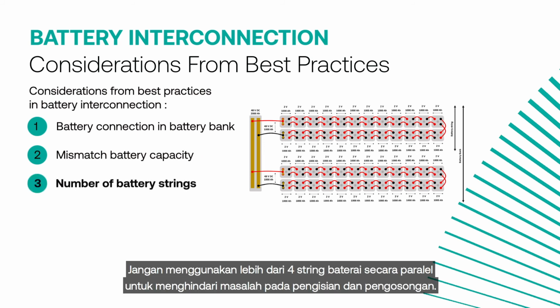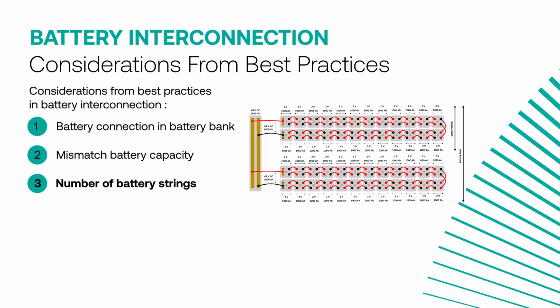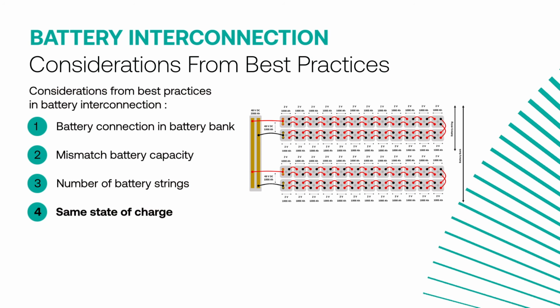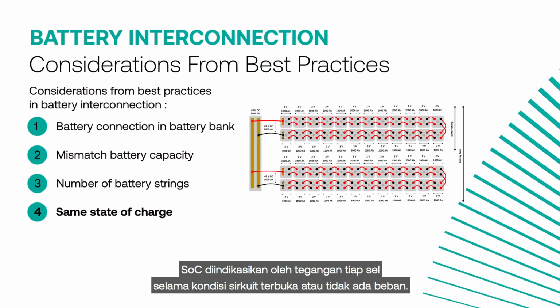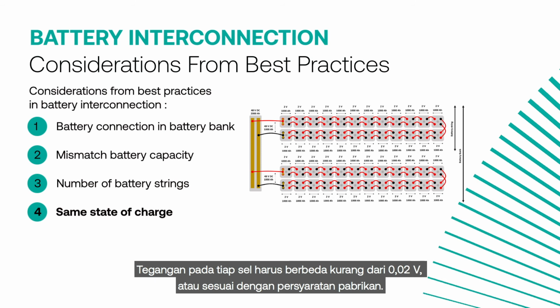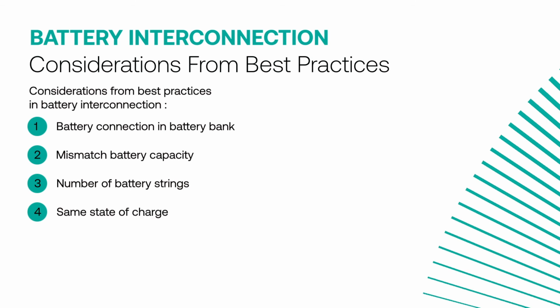Do not use more than 4 battery strings in parallel to avoid charging and discharging problems. The batteries in the battery bank must have the same state of charge or SOC. SOC is indicated by the voltage of each cell during open circuit condition or no load. Voltage in each cell should differ by less than 0.02 volts or in accordance with the manufacturer's requirement.